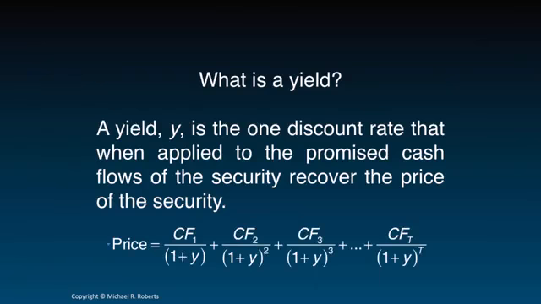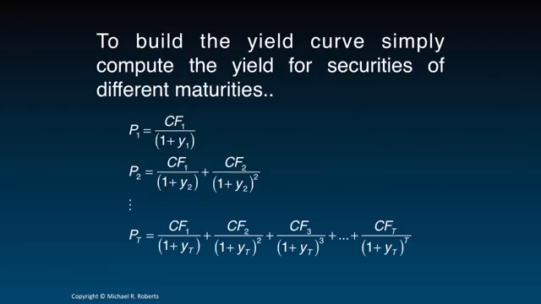I take the price of the security on the last slide, the price of the T-bill, the price of the T-bond, and I lay out all of the promised cash flows to the security. I discount them back and I ask, what is the discount rate such that when I discount these cash flows, I get the price? That is the yield, or yield to maturity. So to build the yield curve, that's just a matter of simply computing the yield for securities of different maturities.